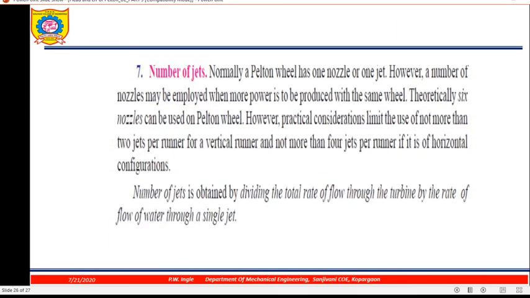Number of jets. Normally a Pelton turbine has one nozzle or one jet. However, more nozzles may be employed when more power is to be produced. So theoretically 6 nozzles can be used on Pelton turbine. However, practical considerations limit the use to not more than 2 jets for vertical and 4 jets for horizontal configuration. Number of jets is obtained by dividing the total rate of flow through the turbine by the rate of flow through a single jet. So number of jets equal to capital Q upon small q.